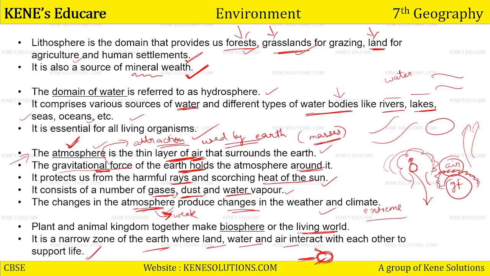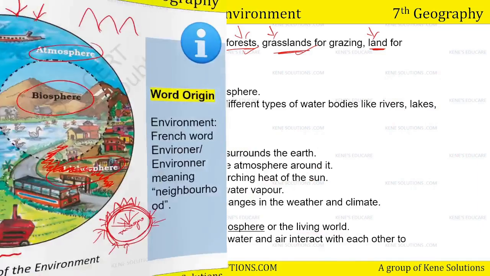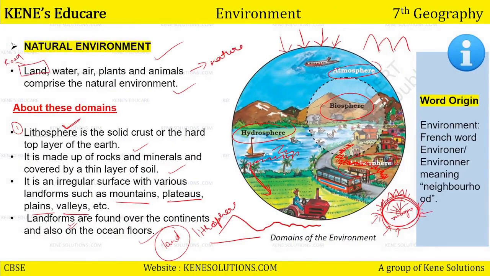But how do we live? How do all the animals and plants live? Because of the land, air and water. And there is an interaction between land, air and water at some point of space on earth through which biosphere is created, through which the living world is created. And all these domains of natural environment complete the theory of natural environment. All right.